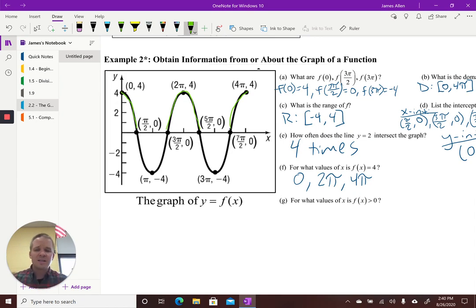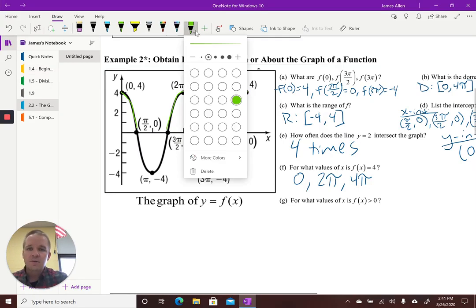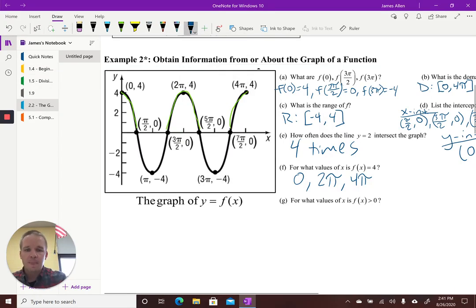And all these things are going to tie into your later course of calculus if you decide to take that, and identifying these parts of your graph. So super helpful. All right.